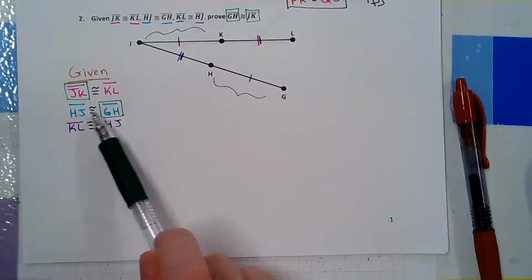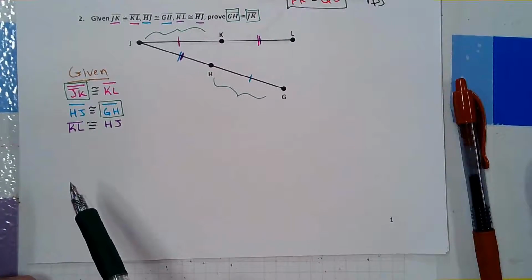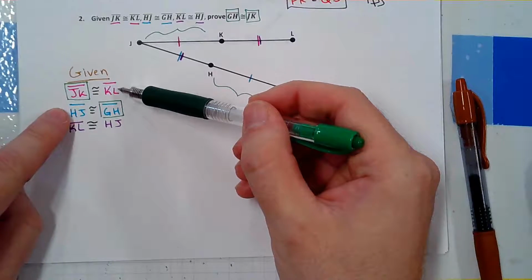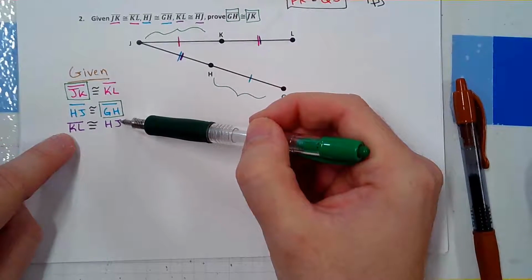Well, this guy's KL and that guy's HJ. Not a lot there, right? But what do we know about what they have in common? What do we know about KL and HJ? They're equal. They're the same thing, right?